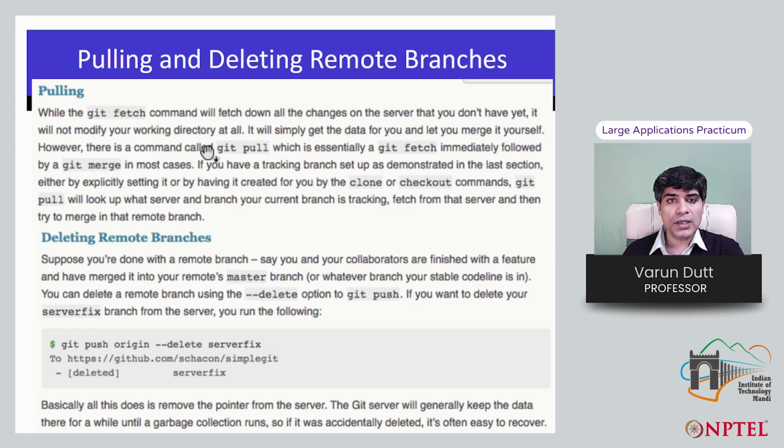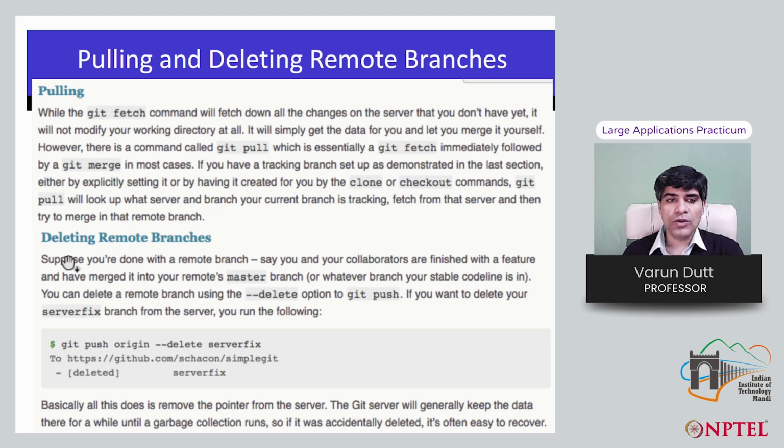However, there is a common command called git pull also, which is essentially a git fetch immediately followed by a git merge in most cases. If you have a tracking branch set up, as demonstrated in the last section, either by explicitly setting it or having it created for you by the clone or checkout command, git pull will look up what server and branch your current branch is tracking, fetch from that server, and then try to merge in that remote branch.